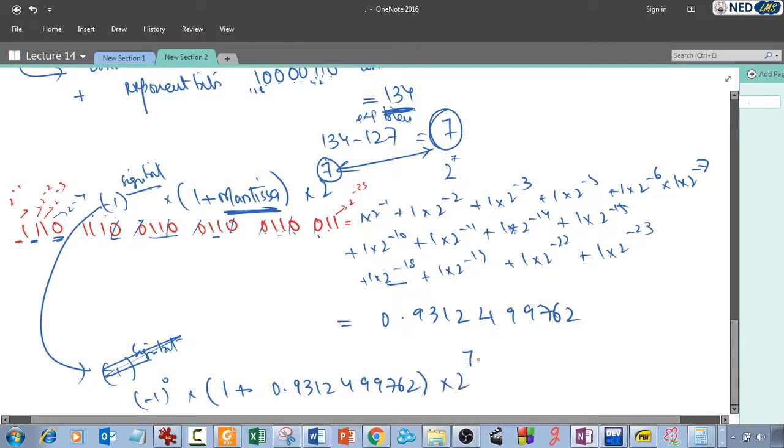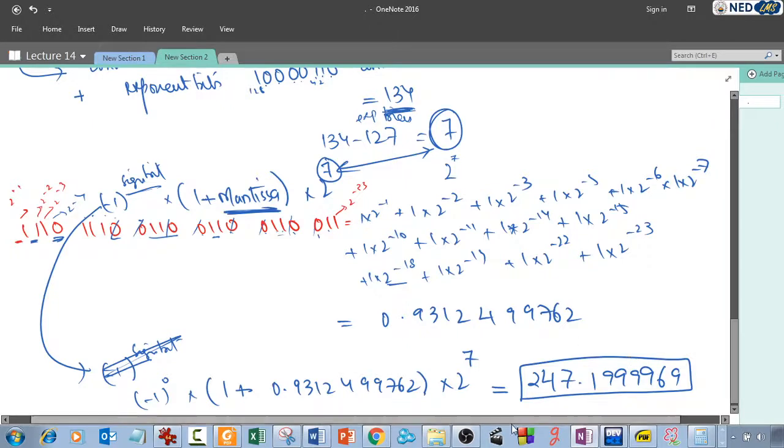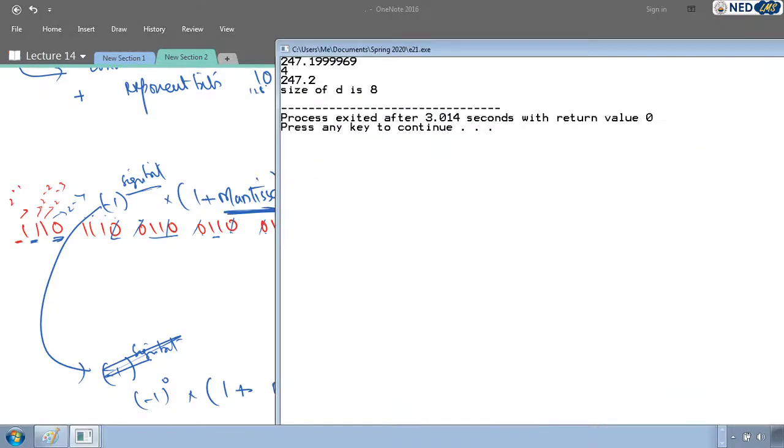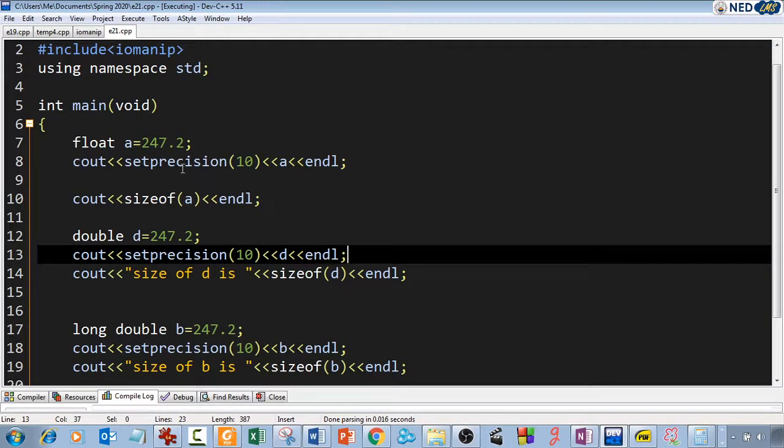Then times 2 to the power 7, because this exponent was 134, and we have to subtract the exponent bias to get the exponent over here. After solving using the calculator, we got 247.1999969, and that is the value. That means if you store 247.2, since the computer has finite precision, it was actually storing 247.1999969 when we were storing 247.2 as a floating point.